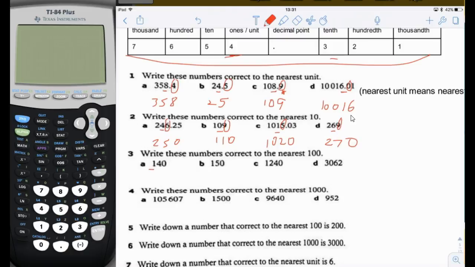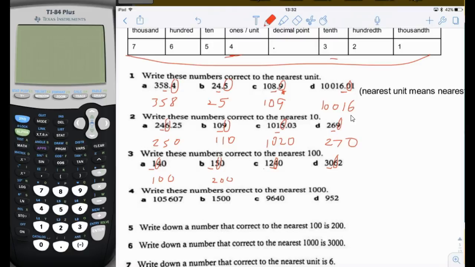Write these numbers correct to the nearest 100. So we're going to underline the 100 place. Okay, and then we're going to look at the next number, which is a 4, a 5, a 4, and a 6 to see if we're going to round the underlined number up or keep the same. This is going to keep the same. This is going to round up to 200.